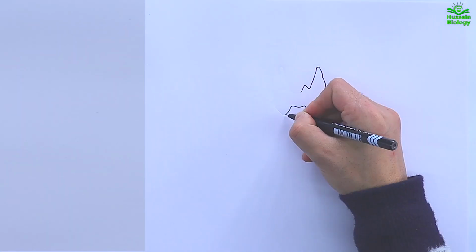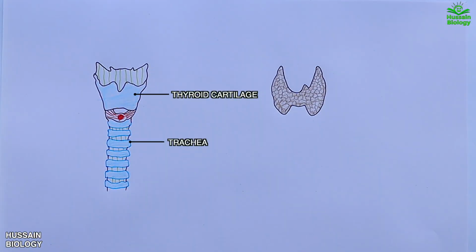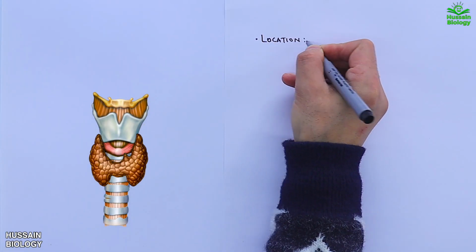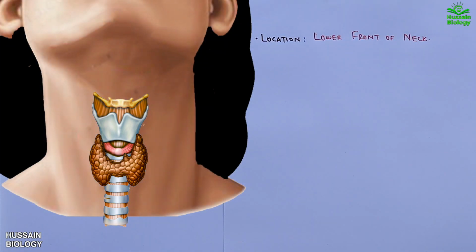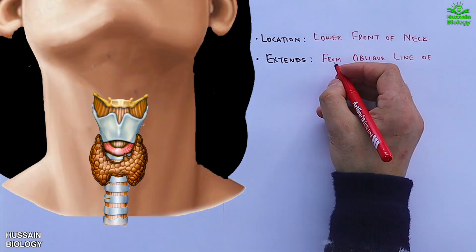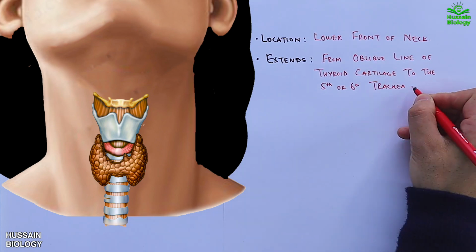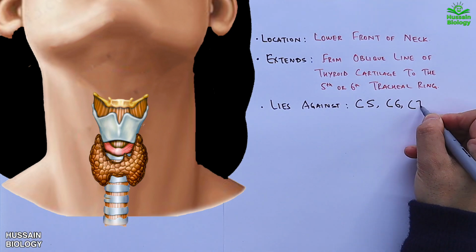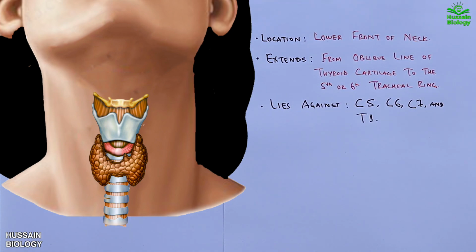Here in this diagram, we have the thyroid gland, showing the right and left lobe, with the isthmus in the center. And on the left, we can see the thyroid cartilage and the trachea. This thyroid gland is present on the trachea as shown in the diagram. So the gland location is the lower front of the neck, which extends from the oblique line of the thyroid cartilage to the fifth or sixth tracheal ring. And it lies against the cervical spine at C5, C6, C7 and at the thoracic spine, that's at T1.